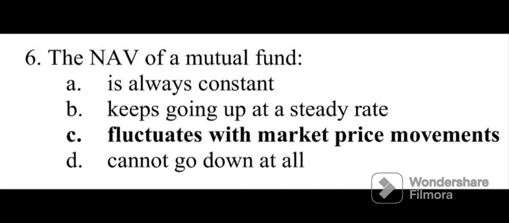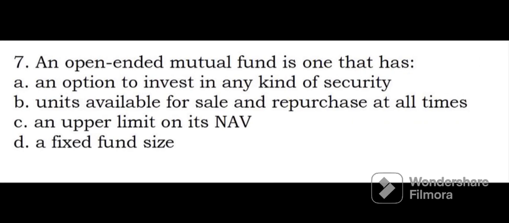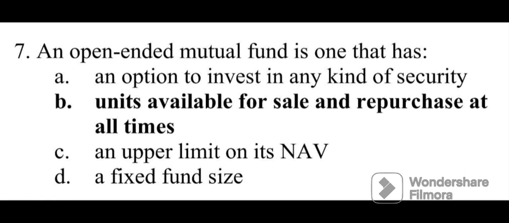Let's move on to the next question. Question number 7. An open-ended mutual fund is one that has, option A, an option to invest in any kind of securities, B, units available for sale and repurchase at all times, C, an upper limit on its NAV, and D, a fixed fund size. So we move to the answer. Answer will be B, units available for sale and repurchase at all times. So this is the fundamental difference between open-ended and closed-ended. In open-ended, you can buy and sell the mutual fund units at any time.